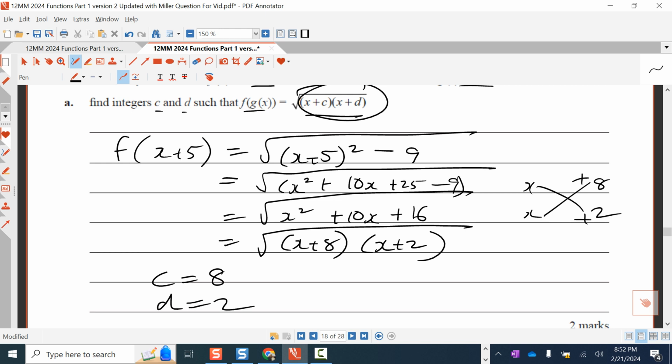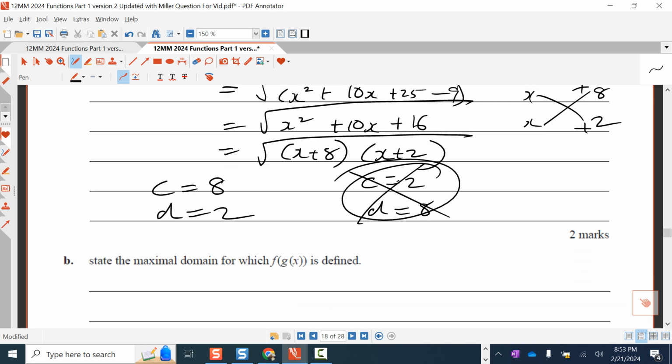The other answer you could give, if you wrote the brackets around the other way, would be c equals 2 and d equals 8. That would be perfectly appropriate, but only one of them is required, so choose one of them. You could choose both. I think that wouldn't be an issue.